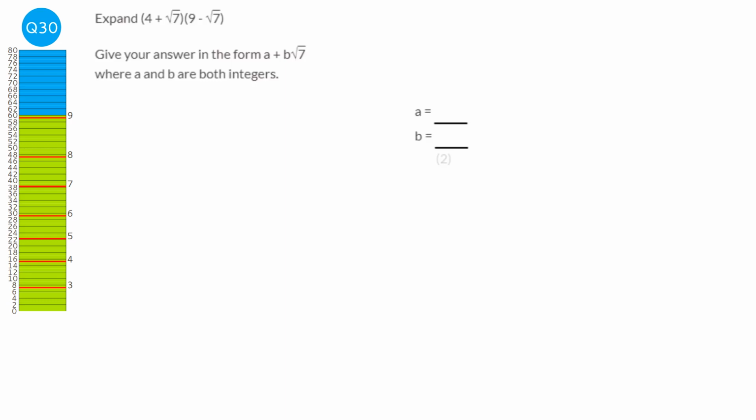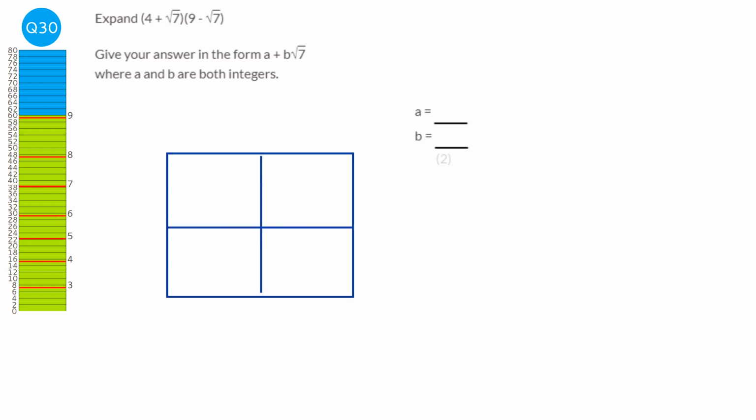Okay, so we're just expanding this similar to when we expand a quadratic double bracket. And so you can choose any method you want. I'm just going to choose the grid method, but it doesn't really matter. You pick a method you're comfortable with. So we've got 4 root 7, and we've got 9 and then minus root 7.